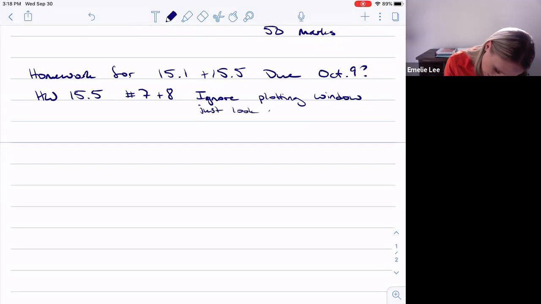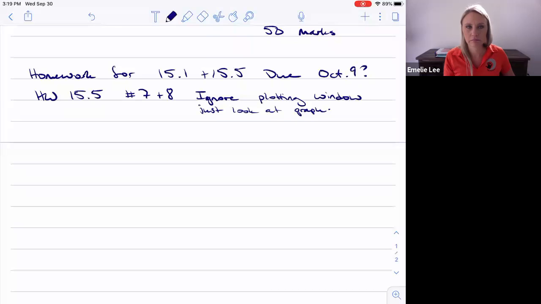Just look at the graph. Cryptic. For domain and range. I'm only squeezing it in because I only have one more line before the page break.